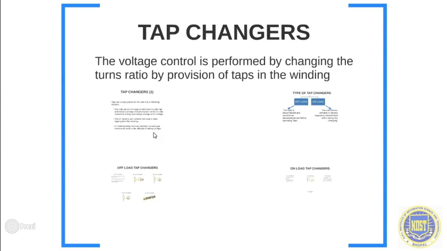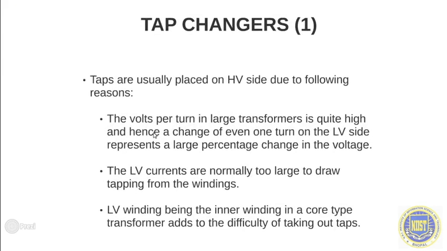So when it comes to tap changes, these are required to provide voltage control by changing the turn ratios of the winding. Now these tap changes are placed on the high voltage side, as I've said before, and the reasons for doing this are the voltage per turn in the transformer is quite high, and hence a change of even one turn on the LV side represents a large percentage change in voltage.